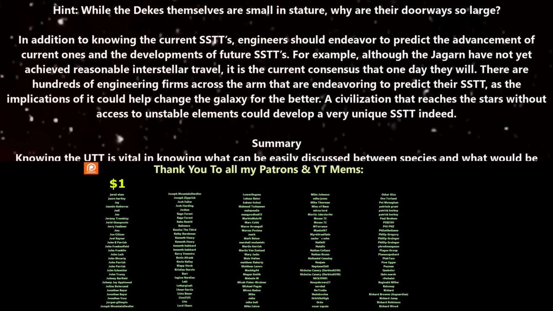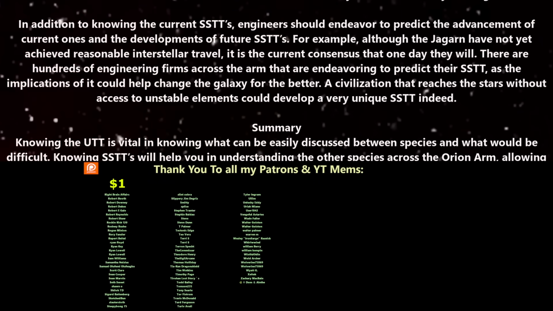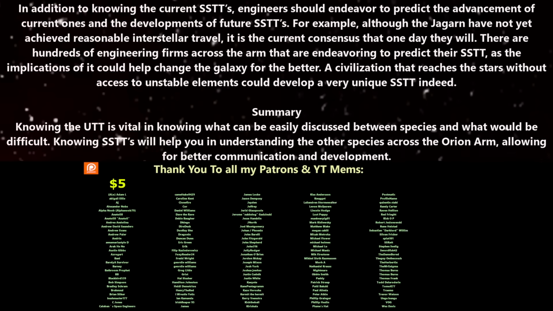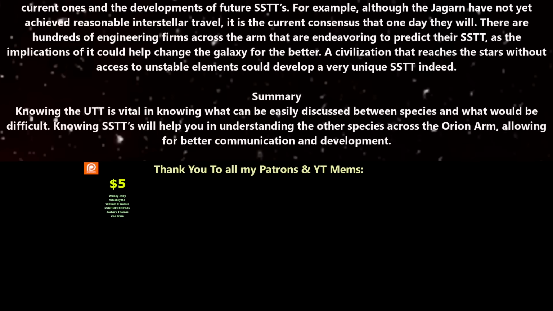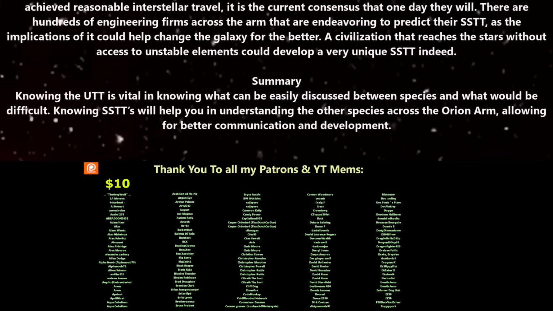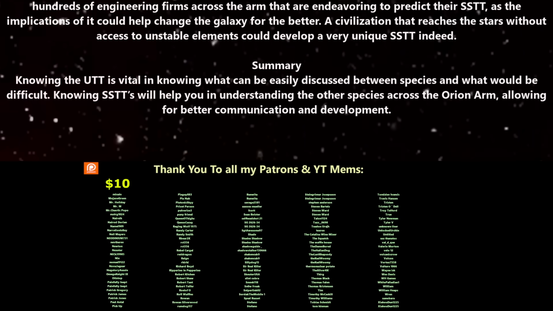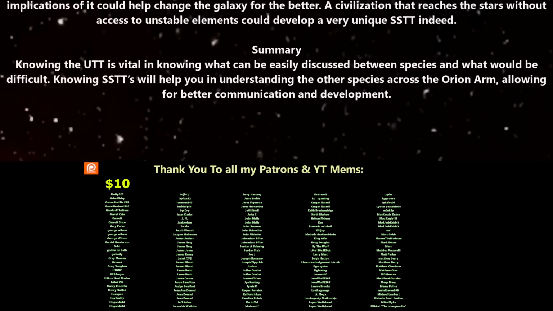Summary: knowing the UTT is vital in knowing what can be easily discussed between species and what would be difficult. Knowing SSTTs will help you in understanding the other species across the Orion Arm, allowing for better communication and development.